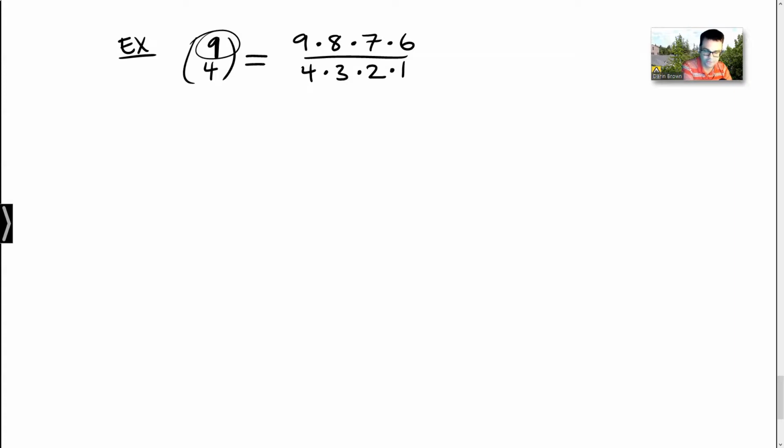This will always divide evenly. So in this case, there's going to be some canceling. 6 and 6 cancel. 4 goes into 8 twice. And so we end up with 9 times 2 times 7, which is going to be 63 times 2, so 126. So 9 choose 4 is 126. Do a couple more examples.